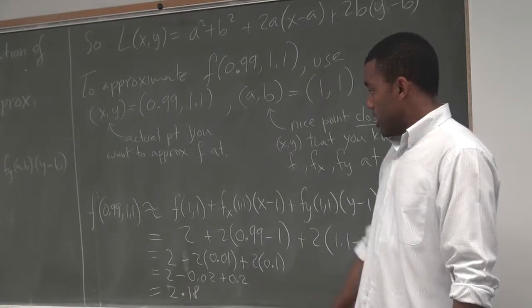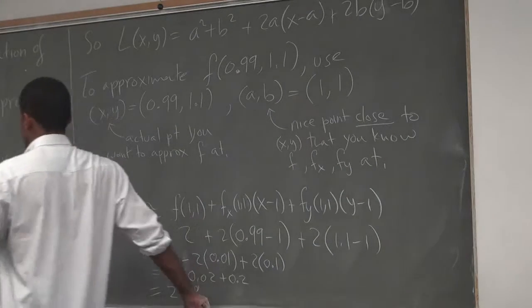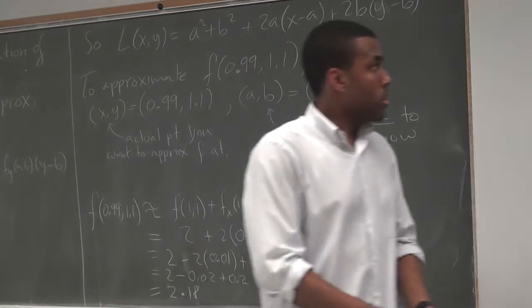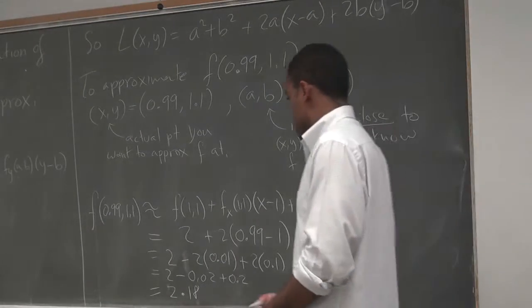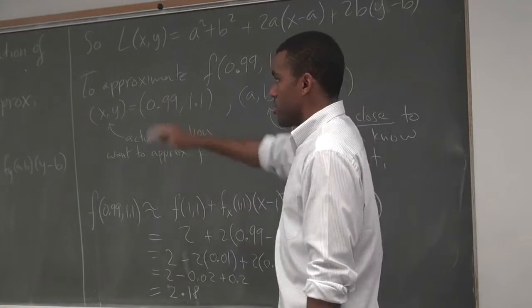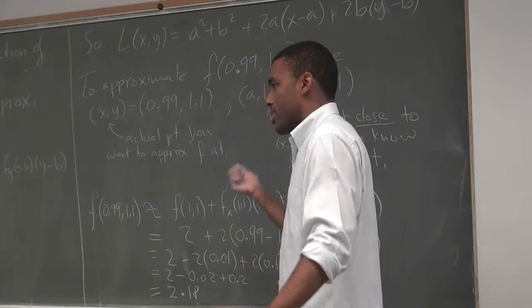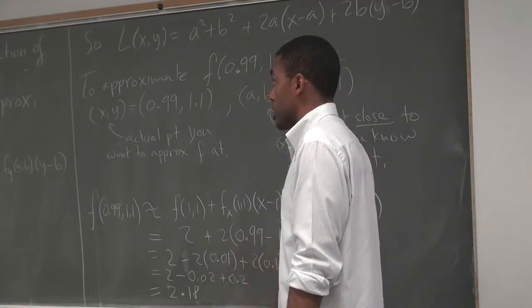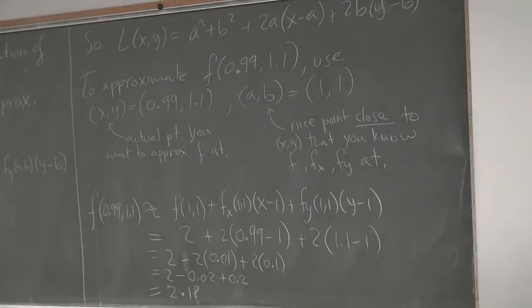Now, that should be close to the value you get if you took 0.99 squared and then added it to 1.1 squared. Right? As you can see, even for a simple function like this, doing 0.99 squared by hand is actually pretty annoying. This was a much easier computation. Similar problem here that you could get on an exam: they can give you a function and say approximate at this point.